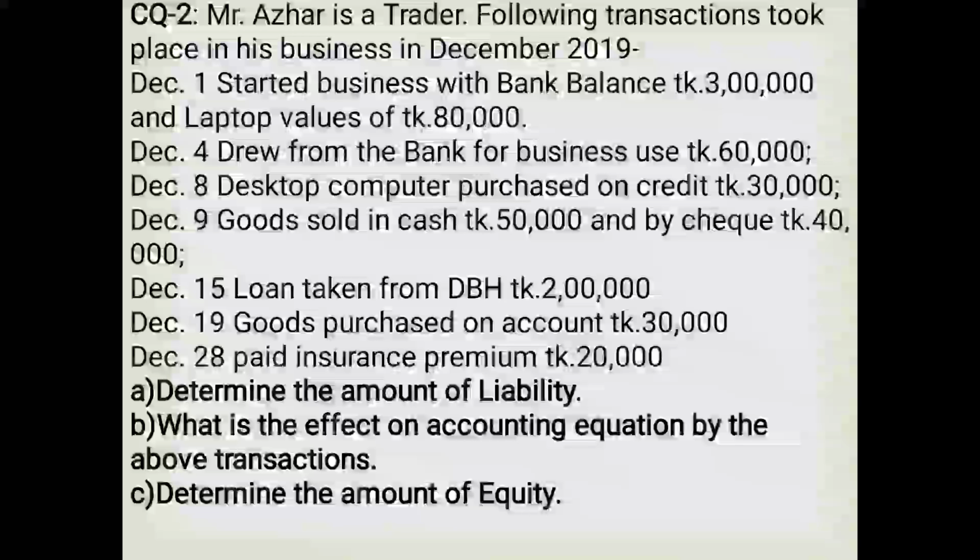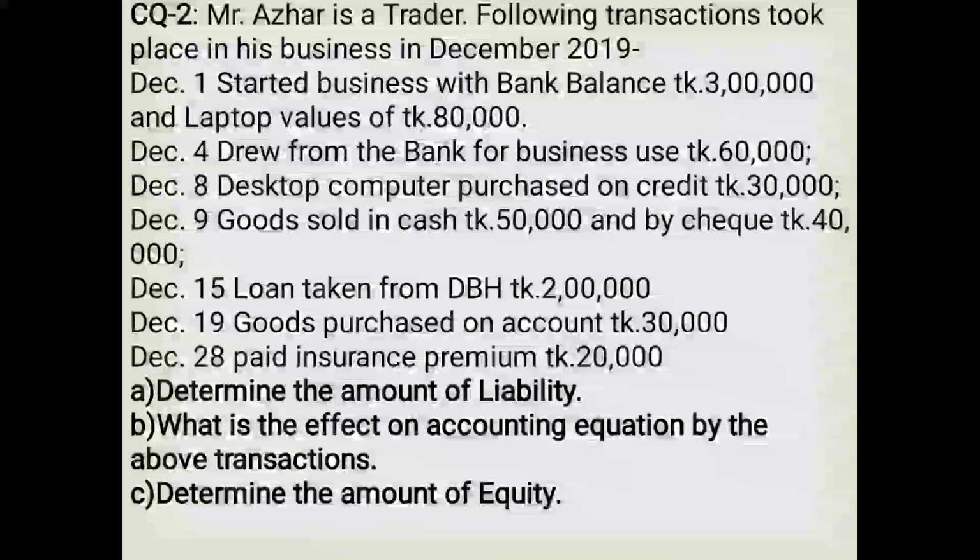Requirement B, what is the effect on the accounting equation by the above transactions? Only three columns are to be used for this requirement: date, related accounts, and effect, that is the effect on the accounting equation or reason. Requirement C, determine the amount of equity.